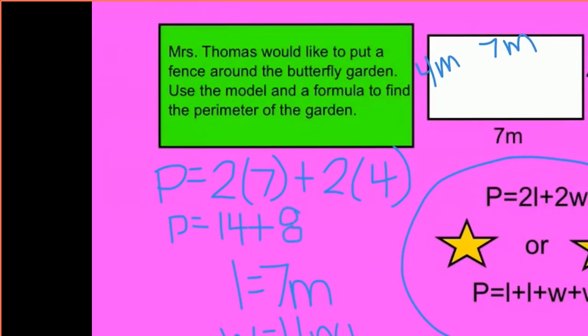And if I add 14 plus 8, I know that that equals 22. So my perimeter is 22 meters all the way around the butterfly garden.